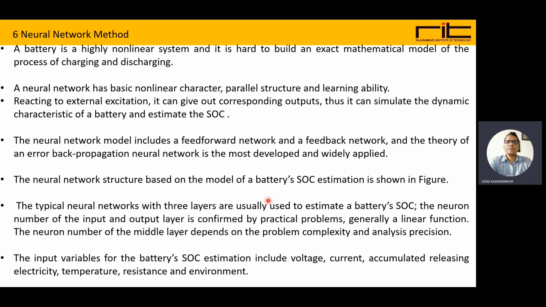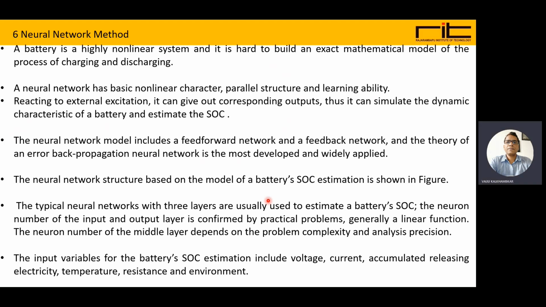The neural network model includes a feed-forward network and a feedback network, and the theory of the error backpropagation neural network is the most developed and widely applied network. The neural network structure based on the model of battery SOC estimation is shown in the next slide. We'll see that. A typical neural network with three layers is usually used to estimate the battery's state of charge.